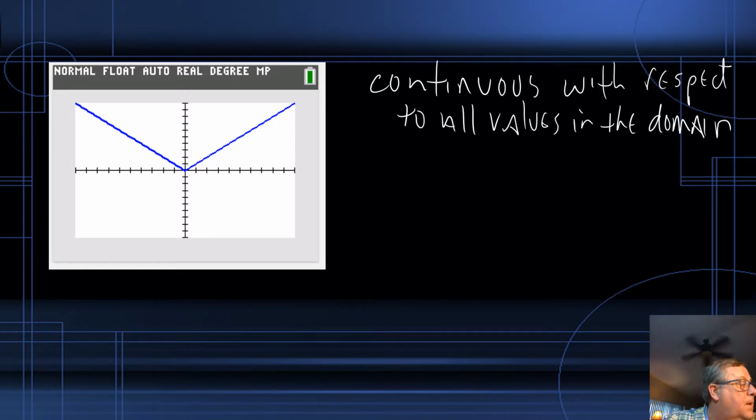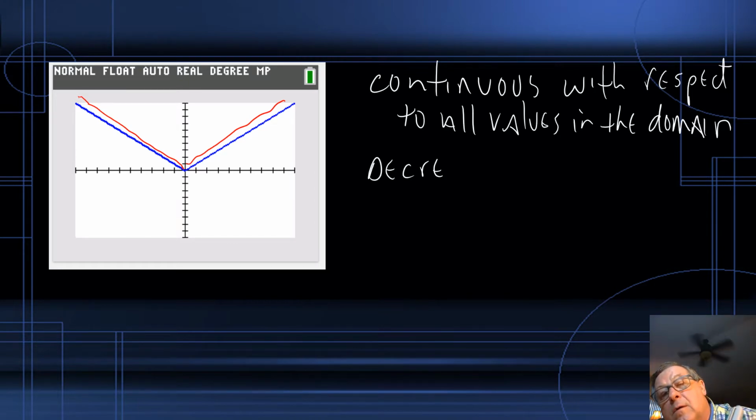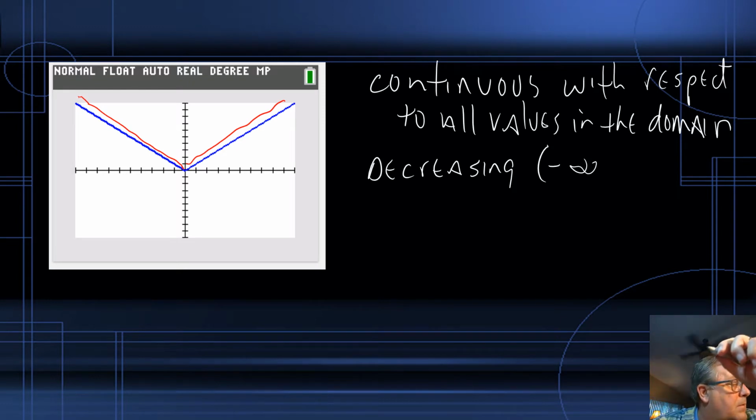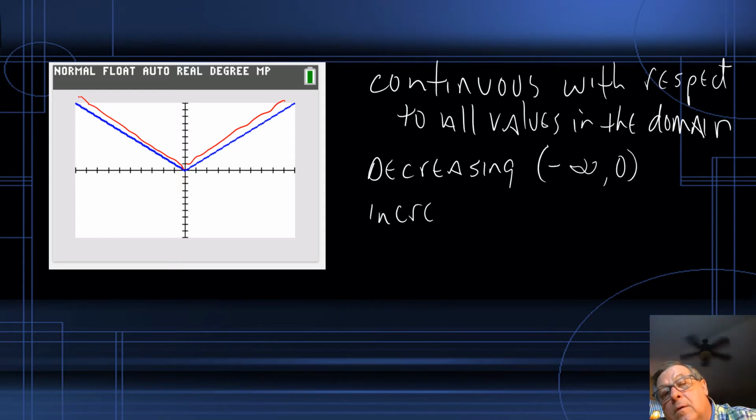Let's see, what else are we supposed to do? End behavior. Increasing, decreasing. Let's do increasing and decreasing first. So we can see here that we are decreasing from negative infinity to 0, and then we are increasing from 0 out to infinity.